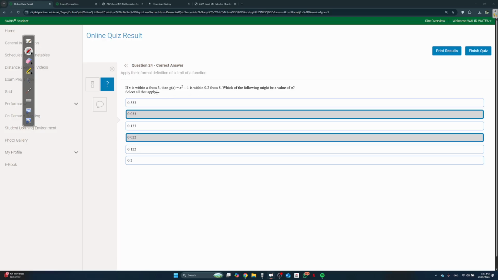Okay, again, same thing: x is within alpha from 3, g of x equals x squared minus 1 is within 0.2 from 8. Same method. What do you do? You take your function, you subtract your value, take the absolute value, and it's less than the distance. So the absolute value of x squared minus 9 is less than 0.2. What does that mean? You get two solutions, since it's an absolute value, one positive, one negative. This 9, we're going to add on both sides.